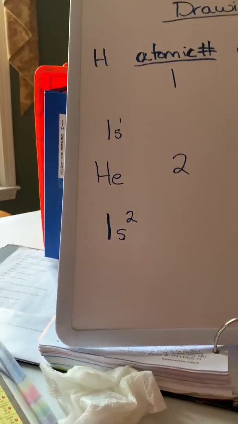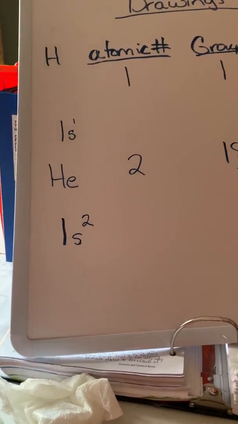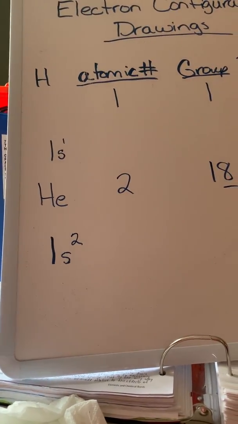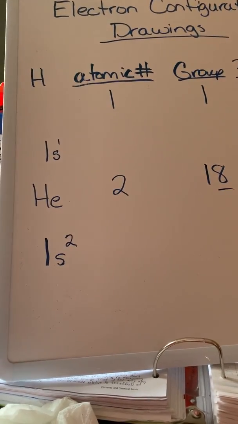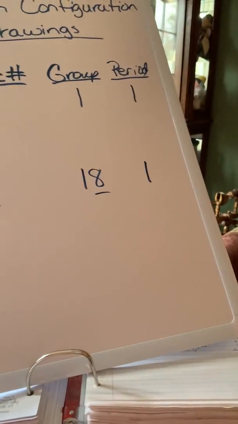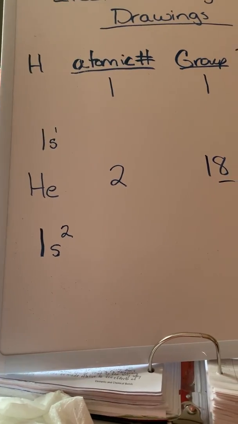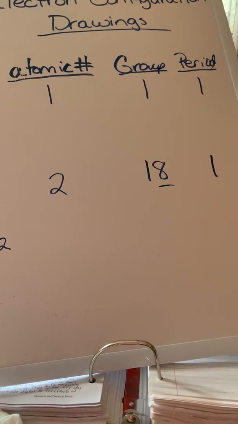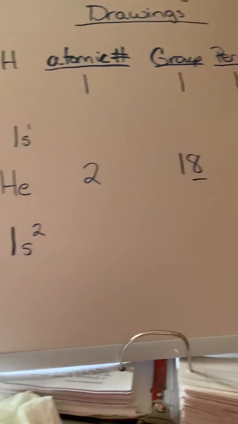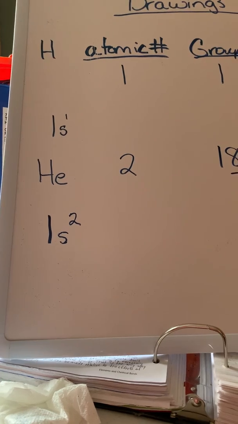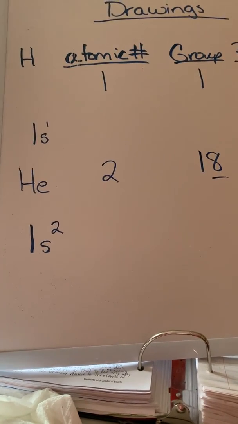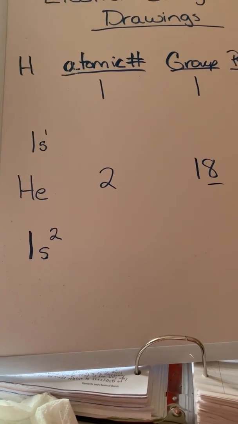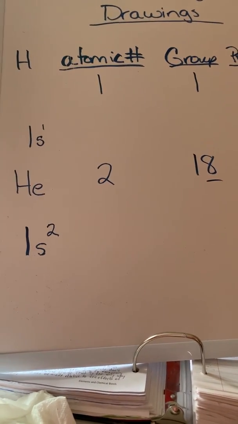Is S full? Yes, it is, because S can only hold 2 electrons. Do we show our period, do we show 1 level? Yes, we do. Do we show 8 valence electrons? No, we do not. But do we show 2 total electrons? Yes, we do. So this one is the only one that works this way.